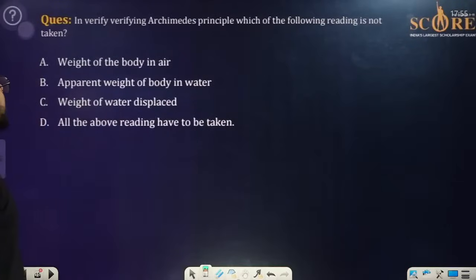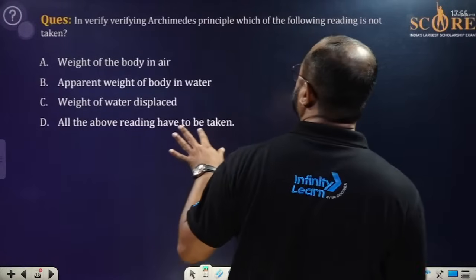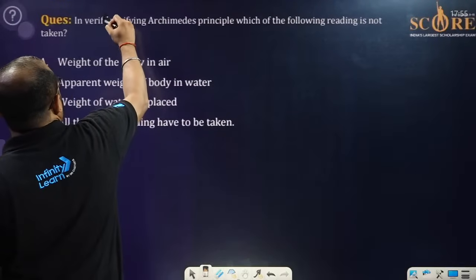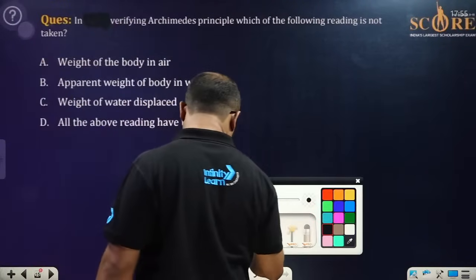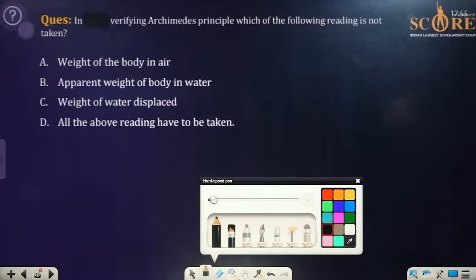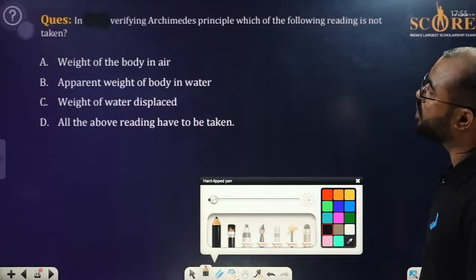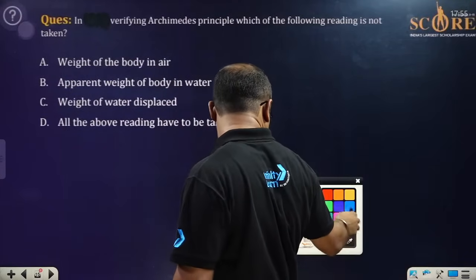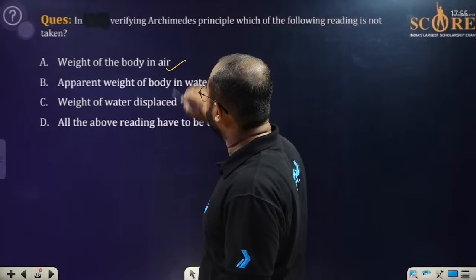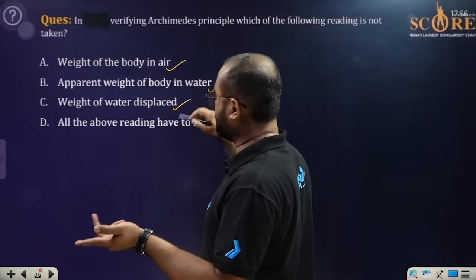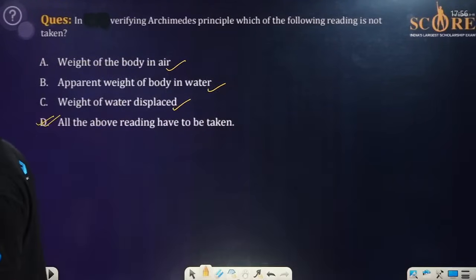Moving next, what do you think? In verifying Archimedes principle, which of the following reading is not taken? Weight of the body is taken, as we all know. Apparent weight of the body is also taken. Weight of the water displaced is also taken. So all of the above. The option is D. Simple. Every single thing is taken.